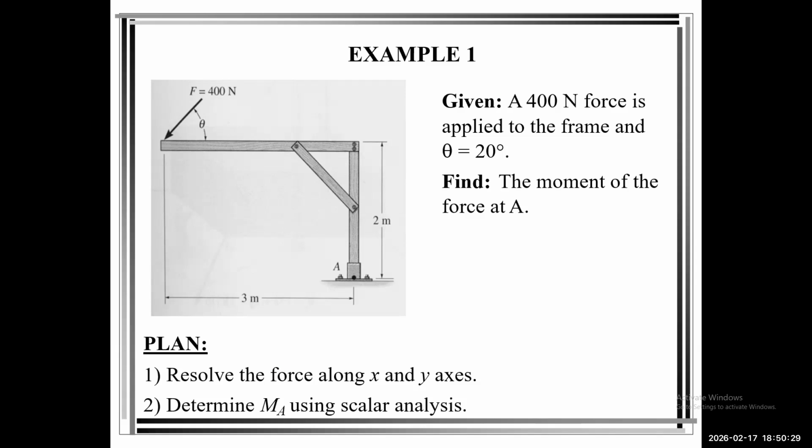So, we have a frame here. It says given a 400 Newton force is applied to the frame and the angle is 20 degrees, find the moment of the force about A. So this is a simple one, all right? So you have a simple frame, it is pinned at A, and the frame is out there. But then now you apply a force out at the tip of it. All right, cool. They said that I want the moment about A. Where's A? A is right here. Right at this point.